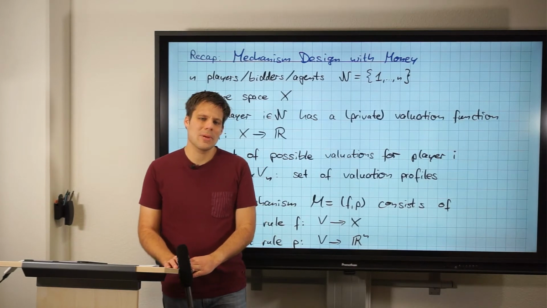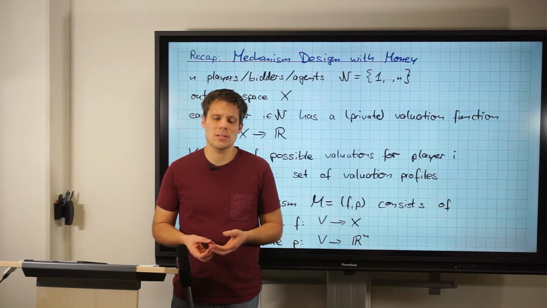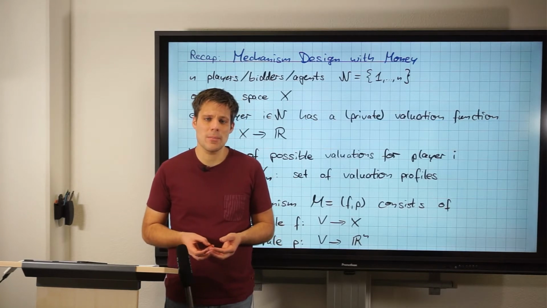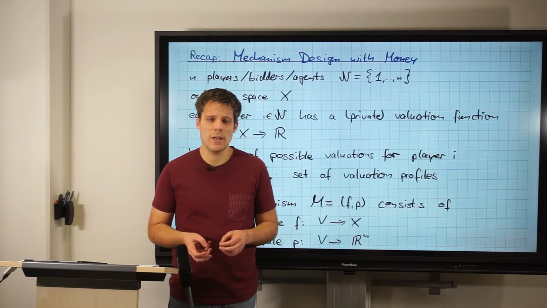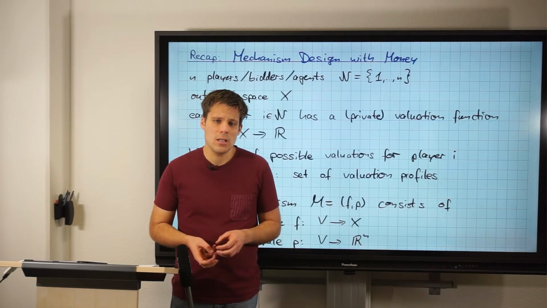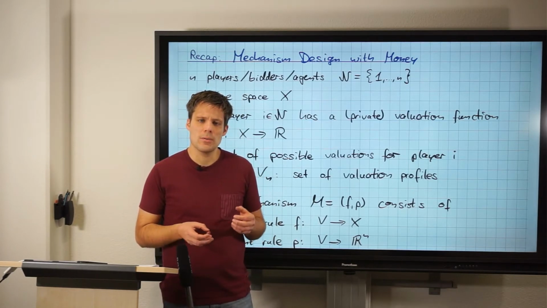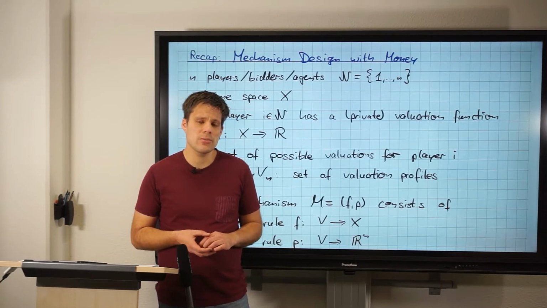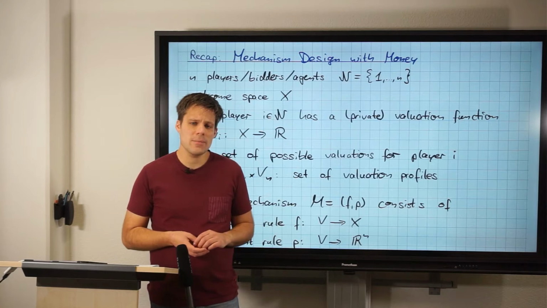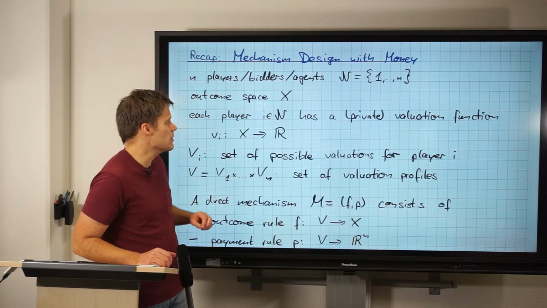Welcome back to Algorithmic Game Theory. Last time we introduced the topic of mechanism design with money, and we also introduced the definition of a truthful mechanism. Today our goal is to better understand what necessary and sufficient properties mechanisms have to fulfill in order to be truthful. But before we come to this, let's quickly recap all the definitions.